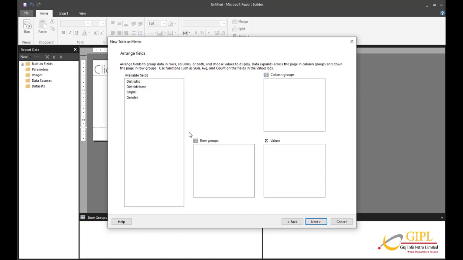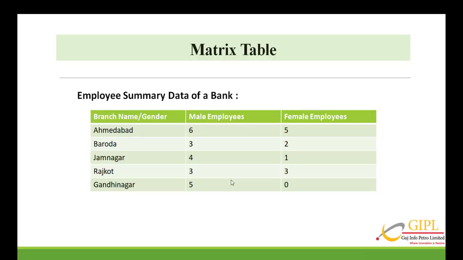Now here is where we need to concentrate. Here we have sections for row groups, column groups, and summation values. Now if we wish to create a report like so, then we require the district branch names here as our row groups and gender as our column groups.